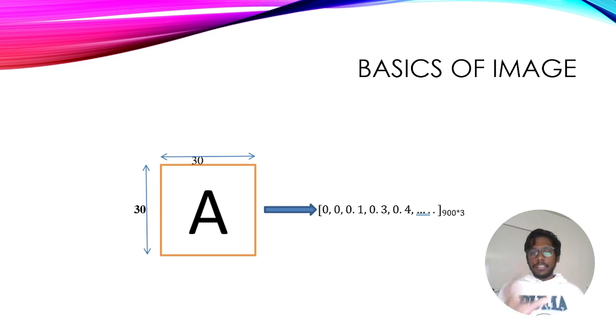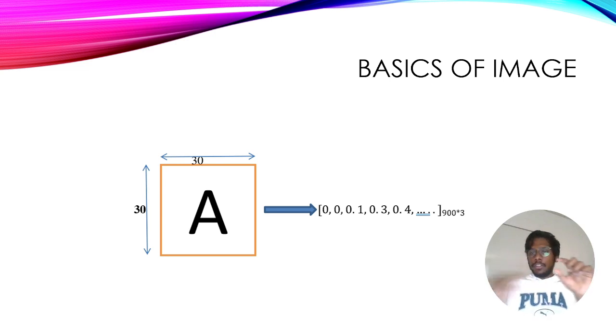This image, for example, which I've shown in the slide here, is just a photo with a letter A. I'm considering this as a color image. You can see the height is 30 and the width is 30. So 30 cross 30 is the image, but the computer will understand it as an array of 900 elements. That's why I've mentioned 900.